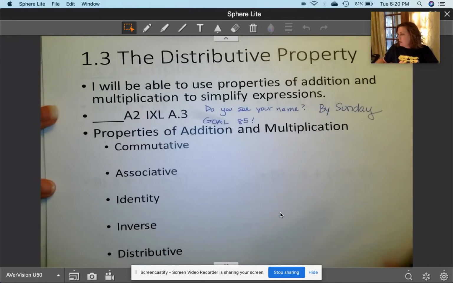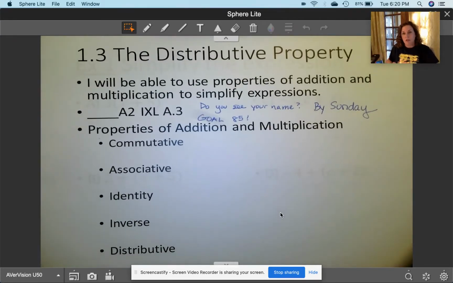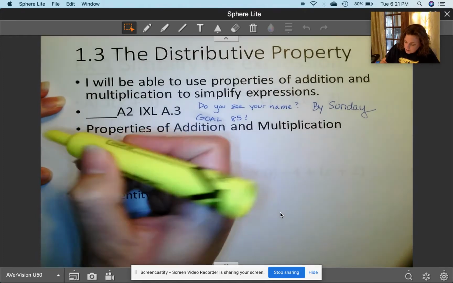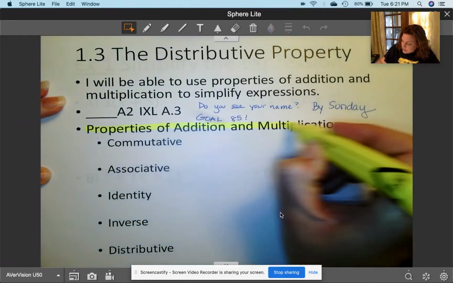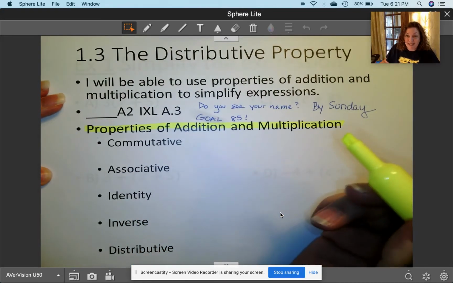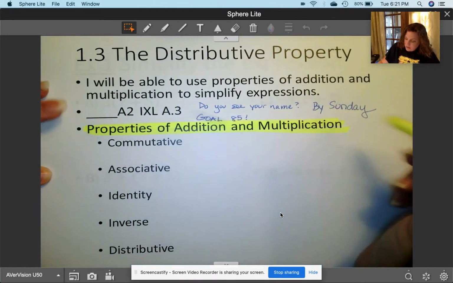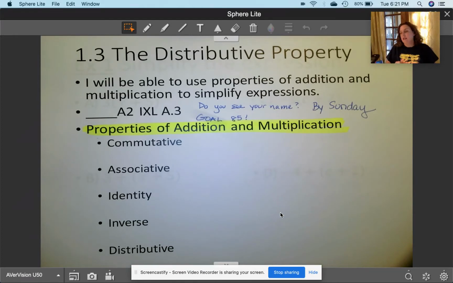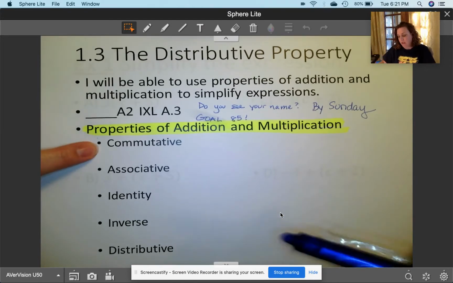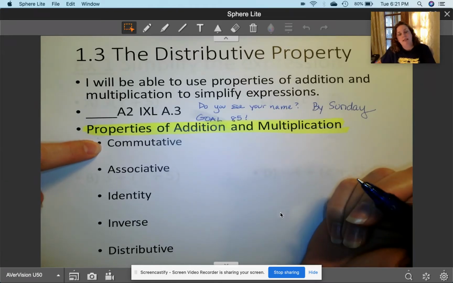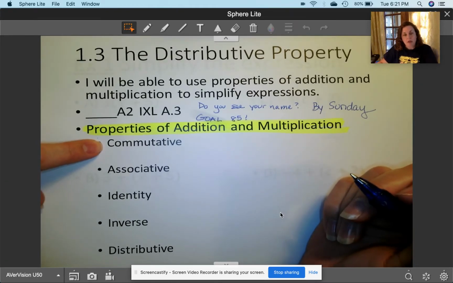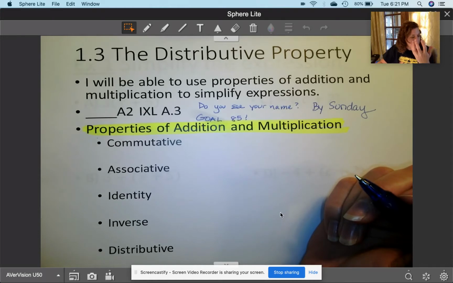So first, we want to talk about some properties of addition and multiplication. These are common properties. I'm pretty sure this is an 8th grade or maybe a 6th grade standard. So hopefully you've seen these before, but I think it's so important to go over them again. We have the commutative property. The commutative property is the fact that we can change the order of numbers.